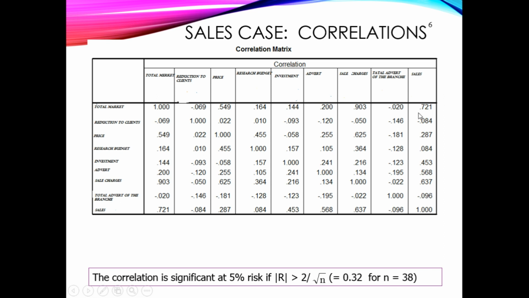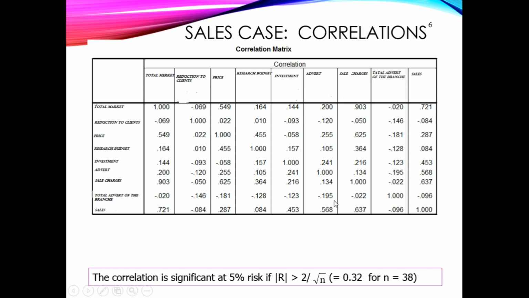So it can mean that when the market grows, sales can also grow, or even if sales grow, it can mean that the total market has grown. So that is the interpretation that we can have of the correlation. When the correlation is negative, it means that the two variables evolve in opposite trends. So when one grows, the other decreases.